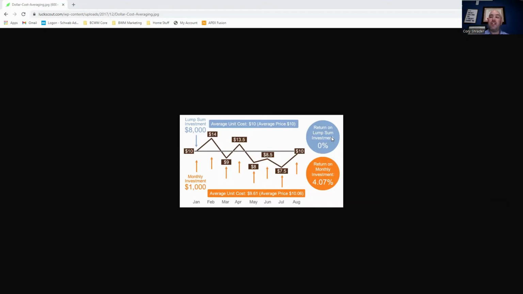Now, had you done dollar cost averaging over that time period and bought in on a consistent basis, you would have actually made about 4% because the price was constantly moving. Your average cost, as opposed to being $10, was actually $9.61. So you were actually able to purchase at a much lower cost than had you just bought in at $10.